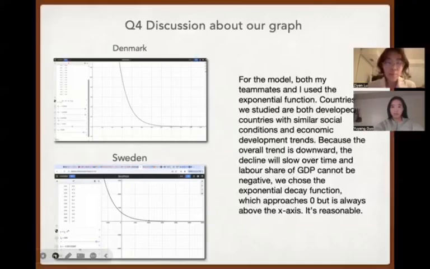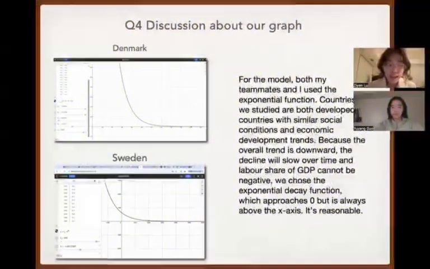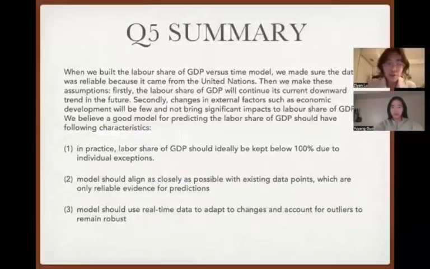The countries we studied are both developed countries with similar social conditions and economic development trends. Because the overall trend is downward, the decline will slow over time and the labor share of GDP cannot be negative. We chose the exponential decay function, which approaches zero but is always above the x-axis. It's reasonable. When we built the labor share of GDP versus time model, we made sure the data was reliable because it came from the United Nations.